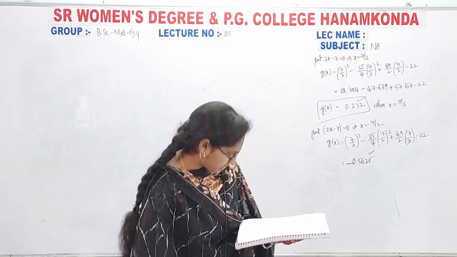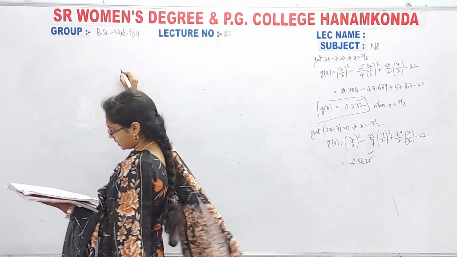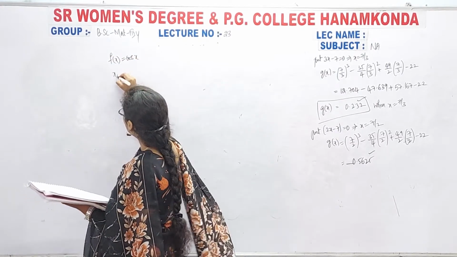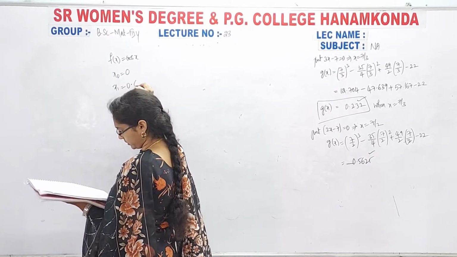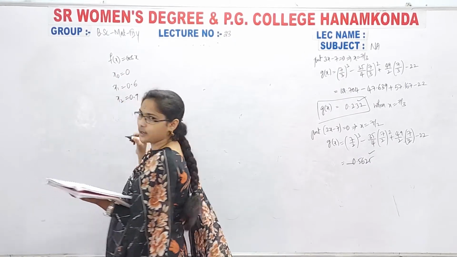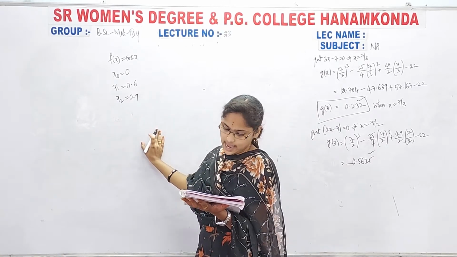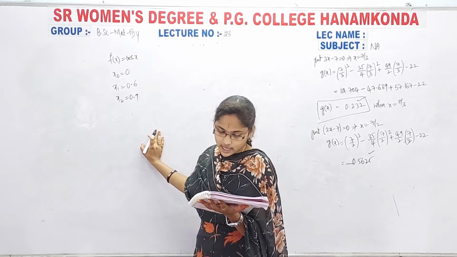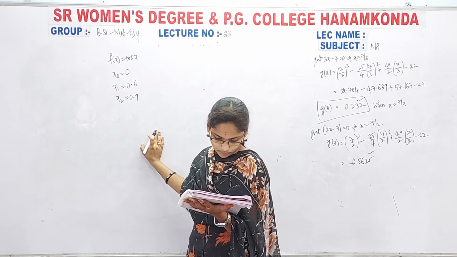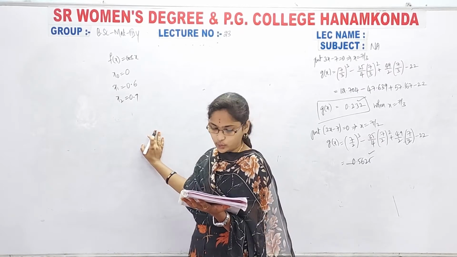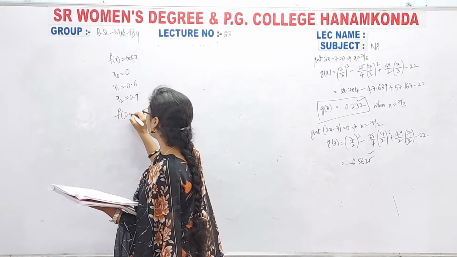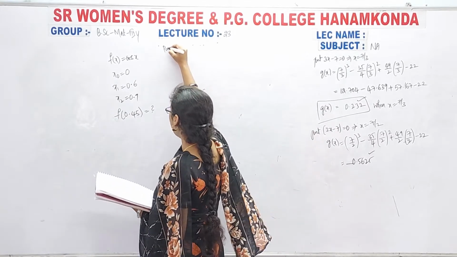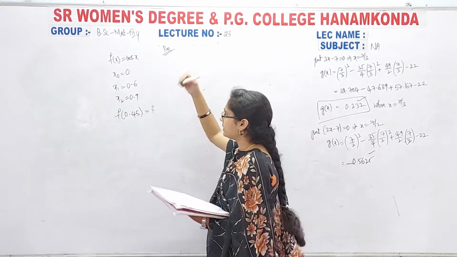now here the question is: for the given function f of x equal to cos x, let x naught equal to 0, x1 equal to 0.6, x2 equal to 0.9, construct interpolation polynomials of degree at most 1 and at most 2 to approximate f of 0.45. So simply here I am going to say the procedure, and they ask the error also. Simply finally you can calculate the error, just now I said.